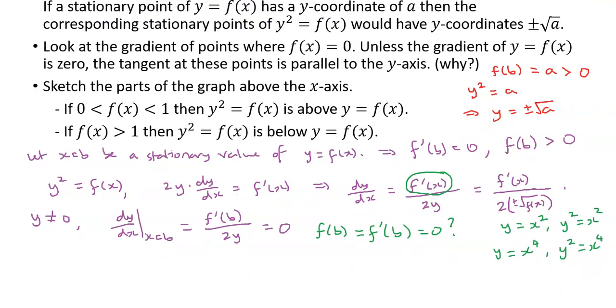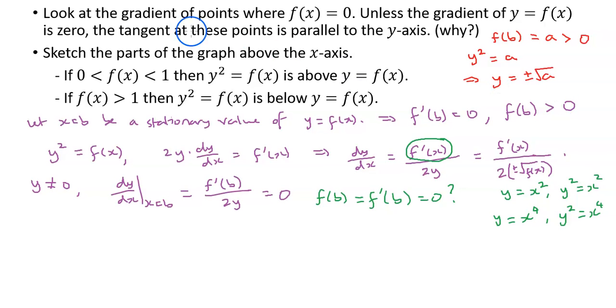Okay, moving on to the next point. Look at the gradient of the points where f of x does equal 0. Now, unless the gradient of y equals f of x is 0, then the tangent at these points is parallel to the y-axis. And I've asked why here, so you should pause the video and see if you know why. Well, we already kind of dealt with it a little bit here.